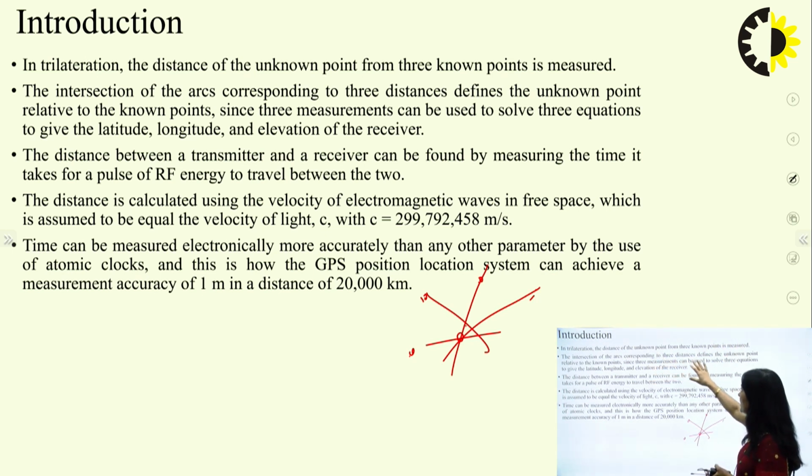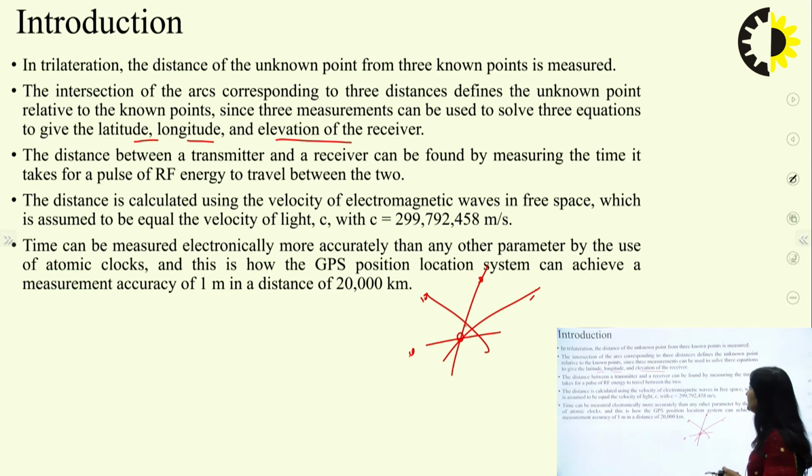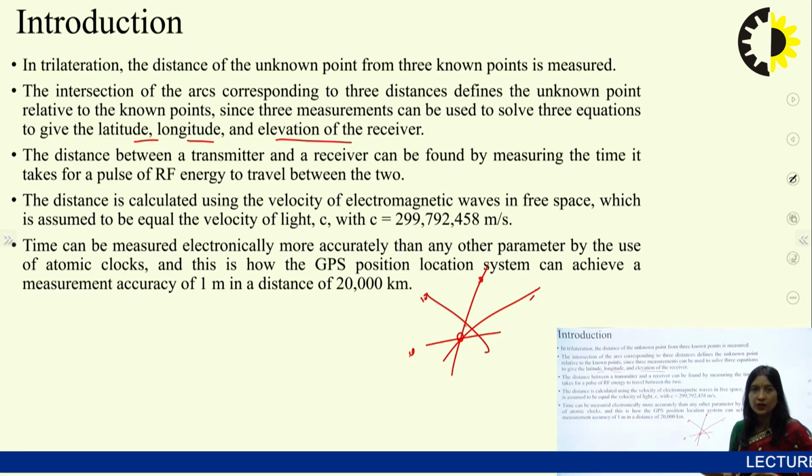Since 3 measurements can be used to solve 3 equations, it will give the latitude, longitude and the elevation of the receiver. The distance between the transmitter and receiver can be found by measuring the time it takes for an RF pulse or RF energy to travel between the two. So how will we calculate the distance? We will calculate the distance by sending one RF pulse, and we know the speed of that electromagnetic wave, and then we can calculate the distance.